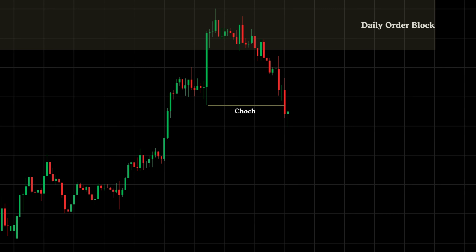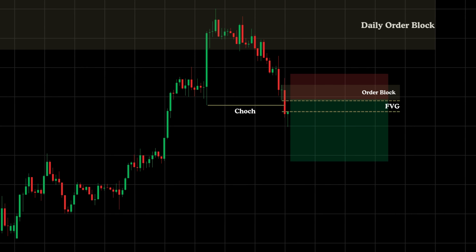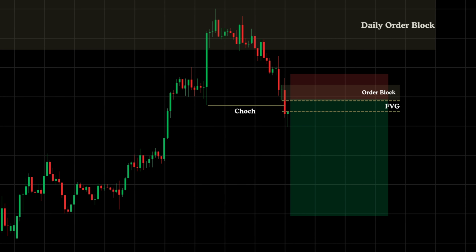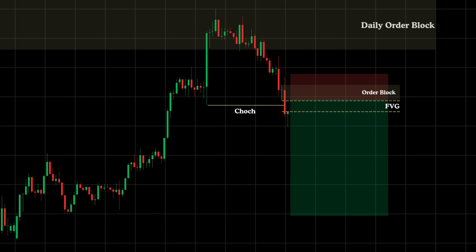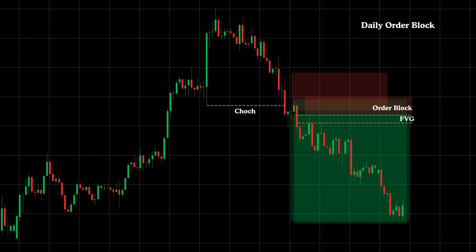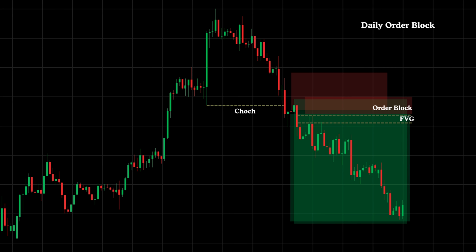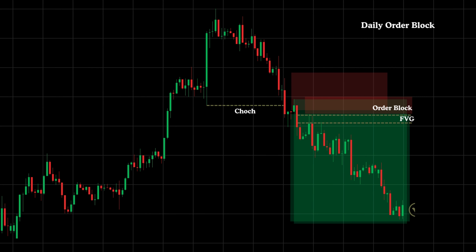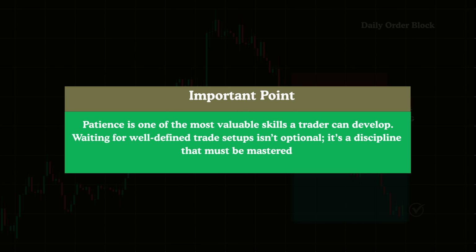So, where do we place our entry? We wait for price to form a new bearish order block. Set a sell limit at that level and place your stop loss just above it to allow for some market noise. Take partial profits once your 1-to-2 risk to reward ratio is hit, and target the next major support levels to maximize your trade. Here's a critical reminder.